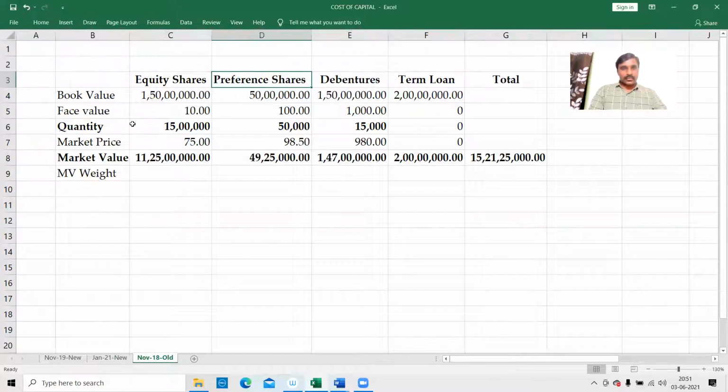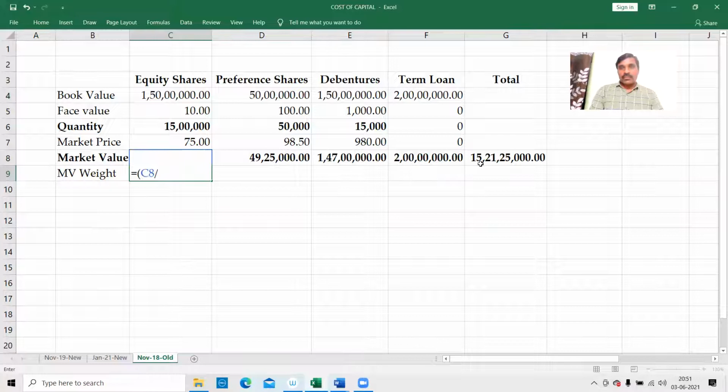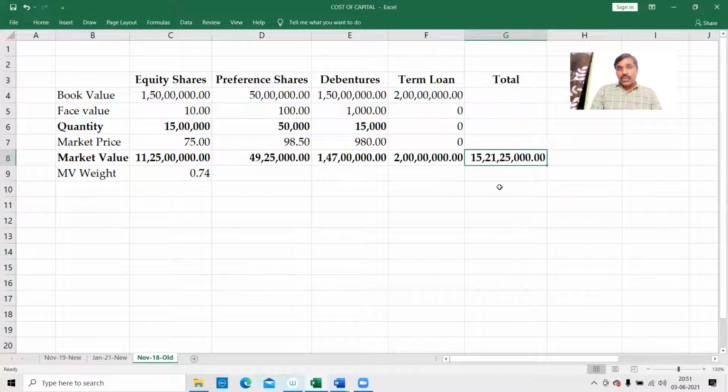So market value weight is this point, 1 crore 11 lakhs 25,000 divided by the total. Okay, 73 or 74% you can take. So out of the total, equity market value is 74%. Out of 15 crores 21 lakhs, equity is almost 75%.